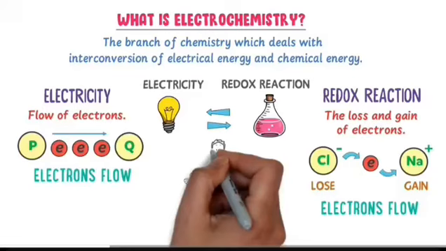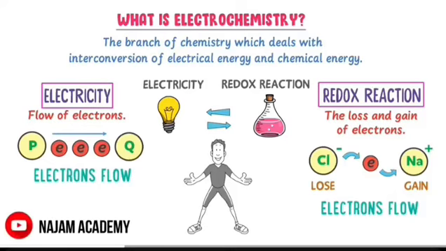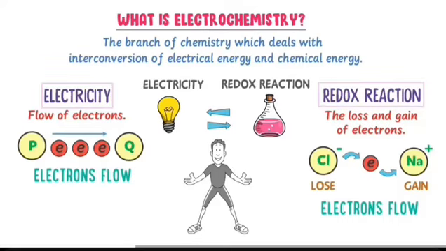So there is similarity between electricity and redox chemical reaction regarding the flow of electrons. Therefore, we use either electricity or a redox chemical reaction to generate the flow of electrons. Let me repeat this important point. We use either electricity or a redox chemical reaction to generate the flow of electrons. Hence, note down this example.